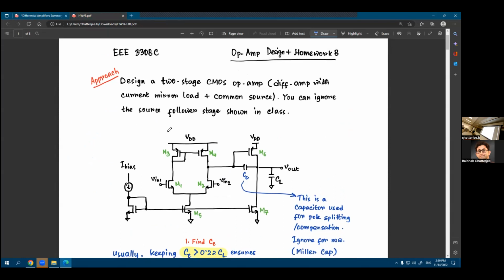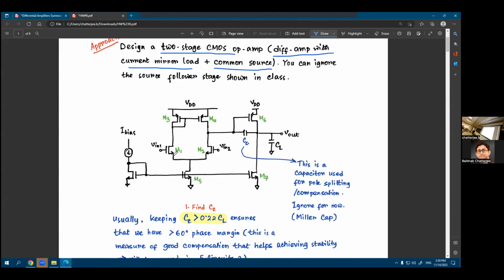What is given here is that you need to design a 2-stage CMOS op-amp. Why two-stage? Because we know that the third stage is just a source follower, just to make your output impedance small. So let's say we are just interested in the first two stages for now. I'm just assuming that you can always solve the third stage. These two stages are a Diff-Amp with current mirror load and a common source. You have a Diff-Amp with a current mirror load, and then you have a common source circuit.